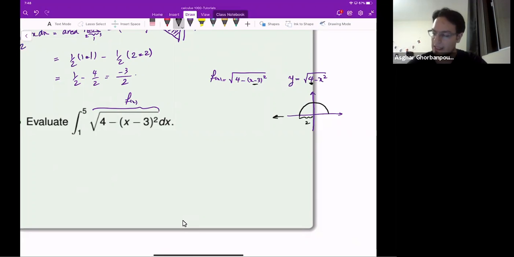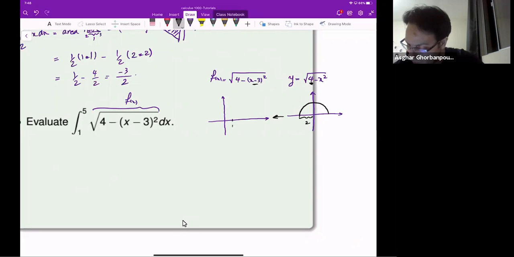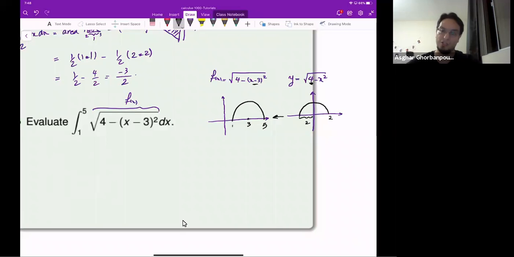So that means that I will get the graph of my function by shifting that semicircle 3 units to the right. So it will be, if we start from 1, I will go up, I will go down here at, well, I shifted everything 3 units, so this will go up to 5. The center, which was at the origin, will now transfer to this 3 and 0. Okay, the radius is the same thing.